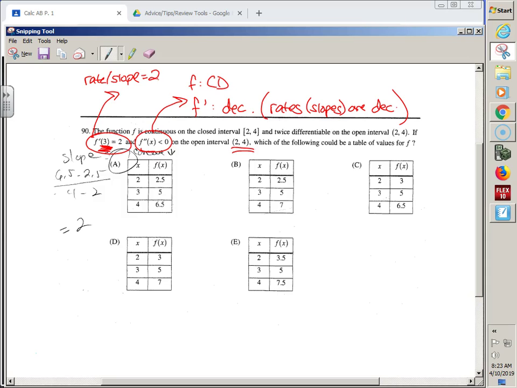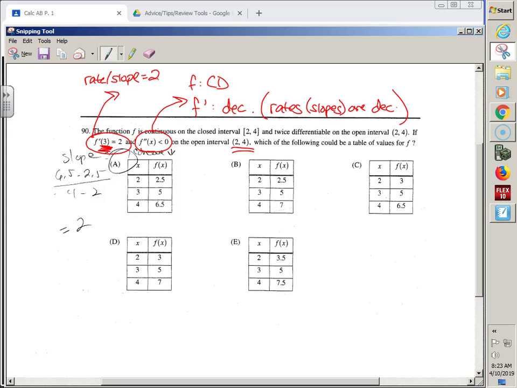At 3, the rate is 2, and the rate is continually decreasing on the entire interval, which means before 3, shouldn't the slope have been more than 2, or the increase more than 2? And then after 3, shouldn't the increase be less than 2? Which table shows that?